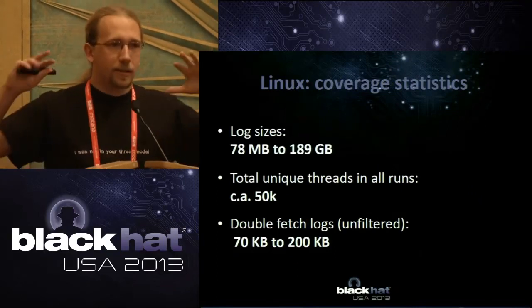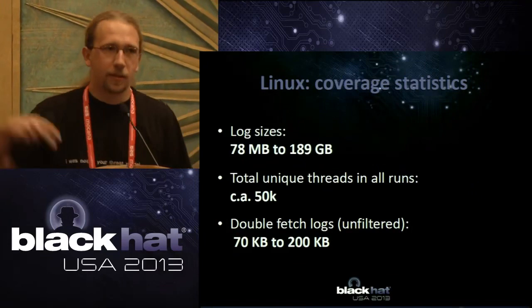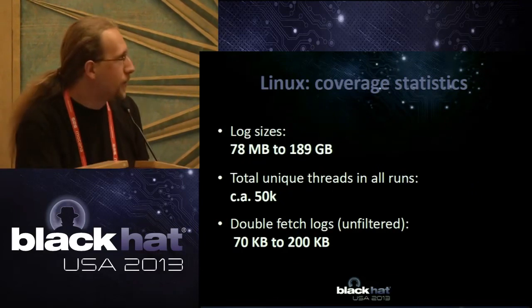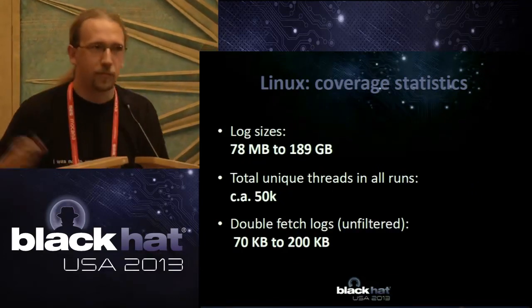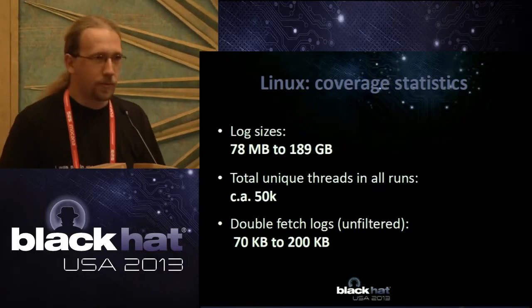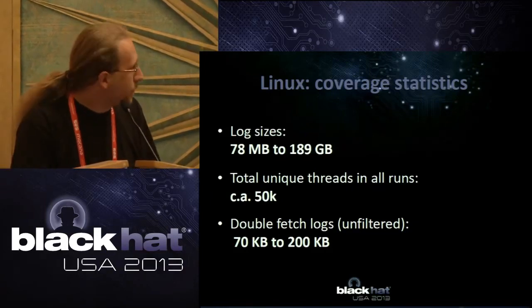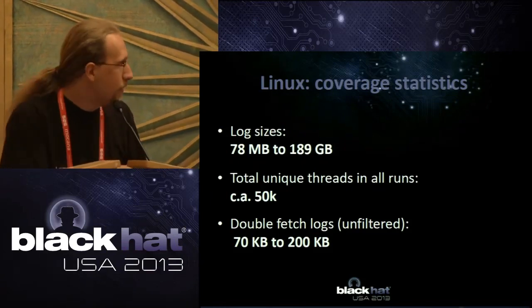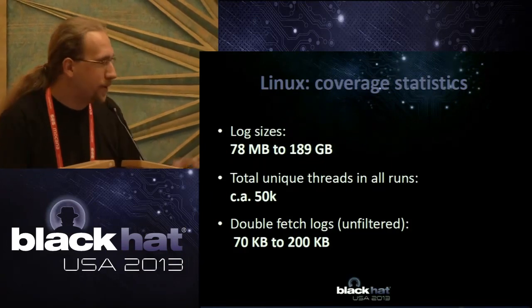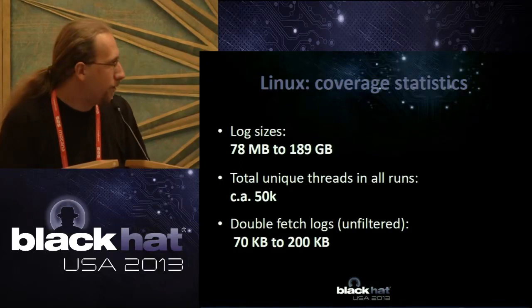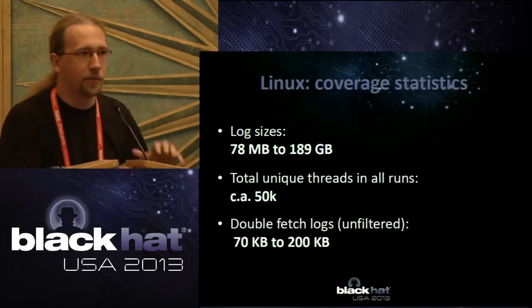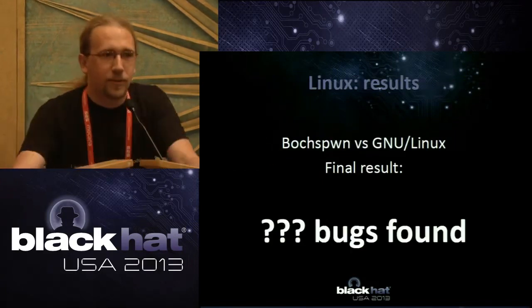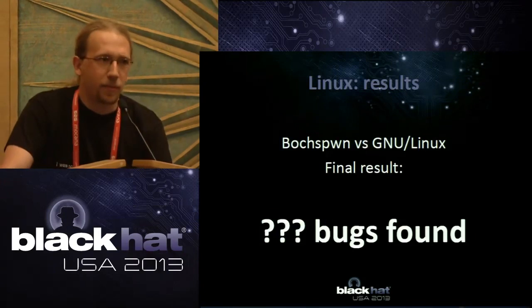So in the end, when we ran Linux on Bochspwn and started generating logs, like the memlog.bin file that Mateusz mentioned, we got logs up to 200 gigabytes. So you can, I guess, imagine how many hard drives we had to buy during this research. Actually, quite a lot of terabytes went to storing just the logs. There were about 50,000 unique threads run during this research, and the output filtered logs, the double fetched logs, were up to 200 kilobytes of text data about double fetches.